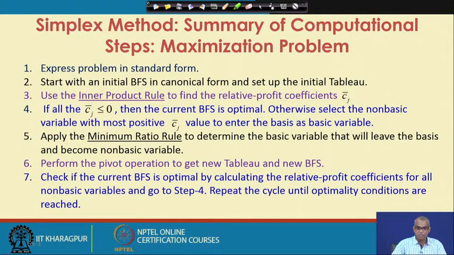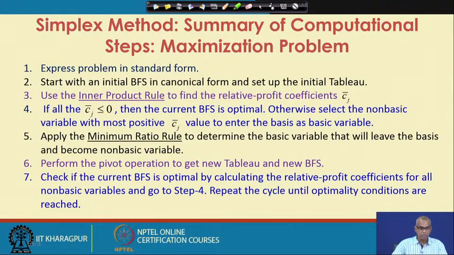and this non-basic variable will enter the basis as basic variable. So, the non-basic variable with most positive C j bar value enters basis as basic variable. One basic variable has to leave the basis and will become non-basic variable. For that, we apply the minimum ratio rule to determine the basic variable that will leave the basis and become non-basic variable. Perform the pivot operations to get new tableau and new basic feasible solution.